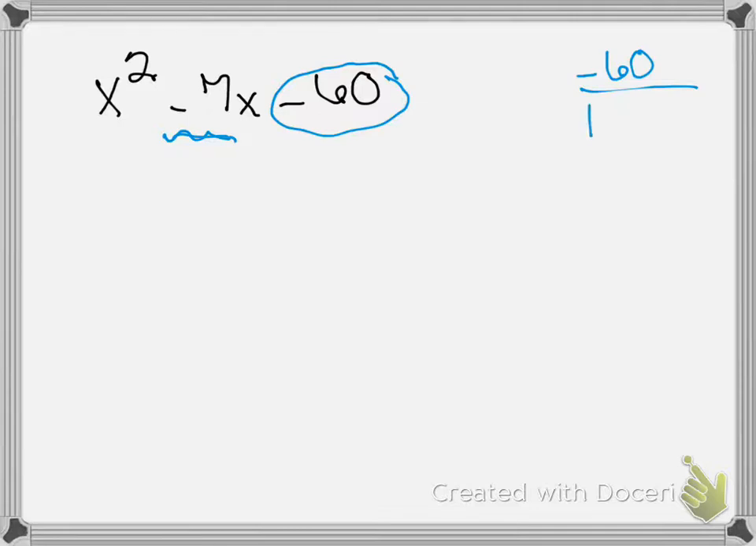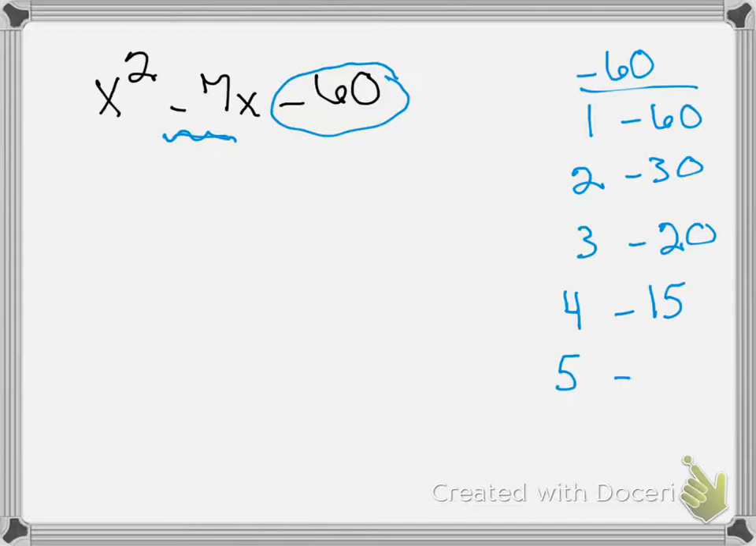So we've got 1 and negative 60. We've got 2 and negative 30. We've got 3 and negative 20. We've got 4 and negative 15. And then we've got 5 and negative 12. And 6 and negative 10. Okay? And we want the pair that when we add them together, we get a negative 7. That's going to be 5 and negative 12.